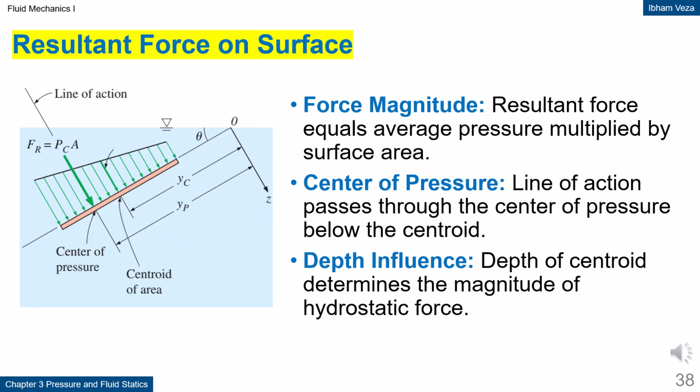Resultant force on surface. The magnitude of the resultant hydrostatic force equals the average pressure multiplied by the surface area. The line of action of this force does not pass through the geometric centroid, but through the center of pressure. The center of pressure is always located deeper than the centroid. This is due to the pressure distribution increasing with depth. This concept is very important in the design of fluid-retaining structures.